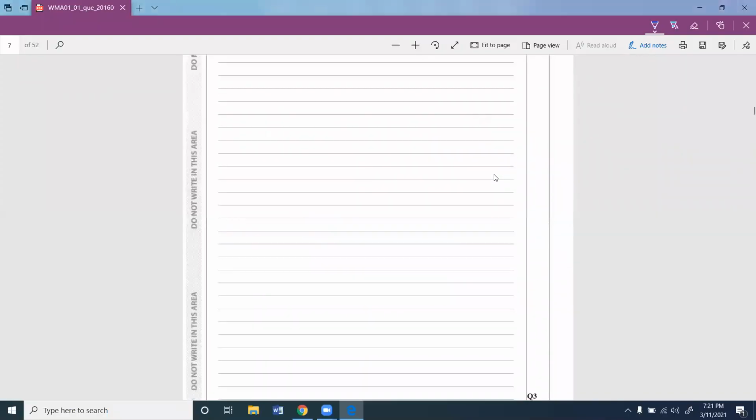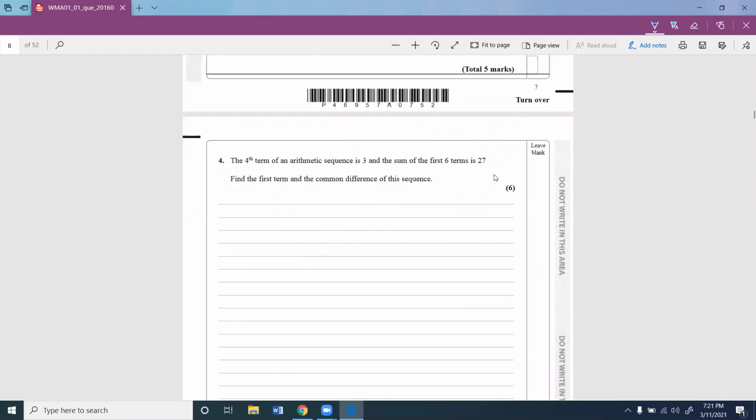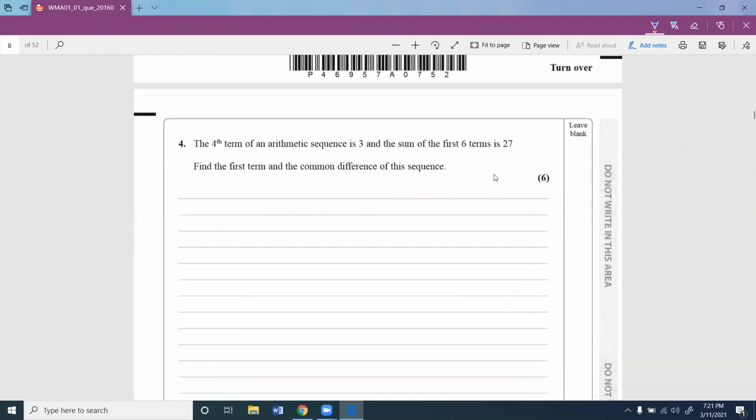Then if you move up to this question, we can say the fourth term of an arithmetic sequence. For an arithmetic sequence, what are the formulas we should know? We should know the nth term formula, a plus n minus 1 d. And the Sn formula is n over 2, 2a plus n minus 1 d. Or there's another formula for Sn, that is n over 2, a plus l.